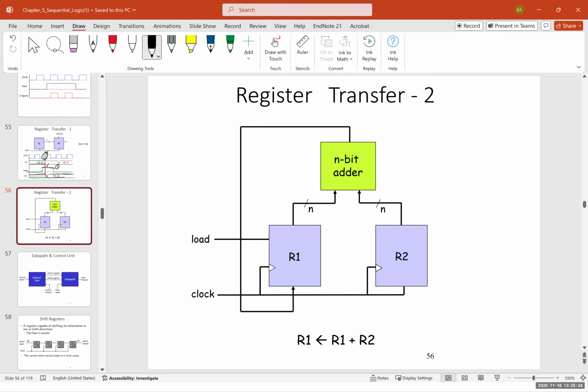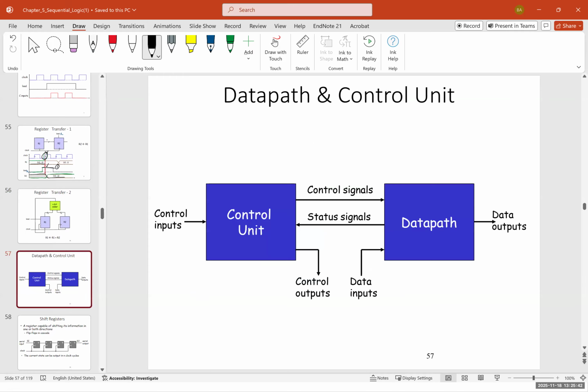So you can see we can have different combinations of registers. Registers can also be used for controlling systems. This is an example of a data path and control unit. We have control inputs, we have the control unit, and we have the control signals that connect to give orders to the data path. Then we have the status signals, the control output, the data input, and the data outputs.